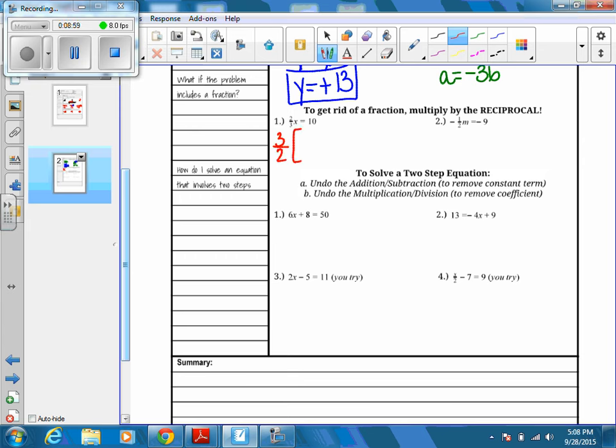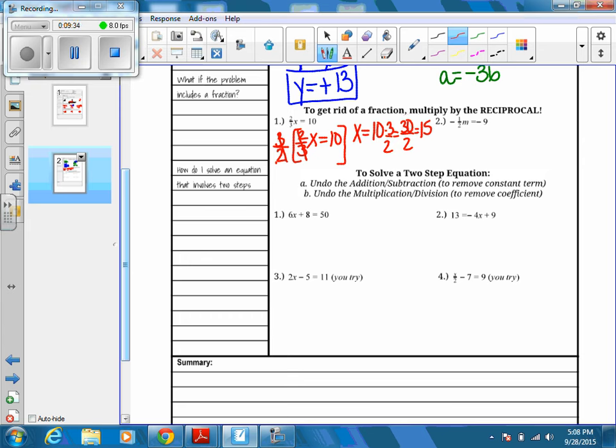And I'm going to multiply this entire thing by the reciprocal. When I do that, it gets rid of my fractions. So then I get x is equal to 10 times 3 over 2, which equals 30 over 2, which equals 15. Now I want you guys to go ahead and try number 2, and then we're going to move on to the last part where it says solving a two-step equation.